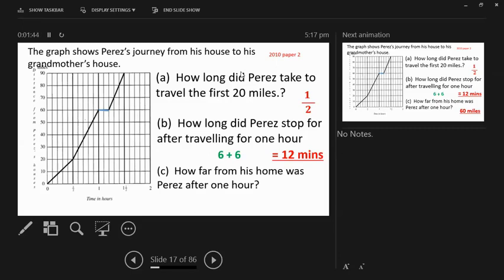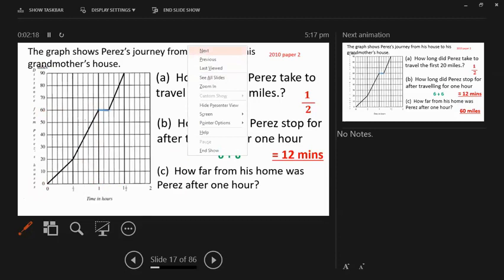So how far from his home was Perez after 1 hour? So we go on the 1 hour and we come up, and we look across. This is home, this is where the grandmother lived. Let me get my pointer. Okay, 60 miles. So this is home. This is where grandmother lives. Here, go on the 1 hour, go up, and look across at the miles. See it right here? So 60 miles.